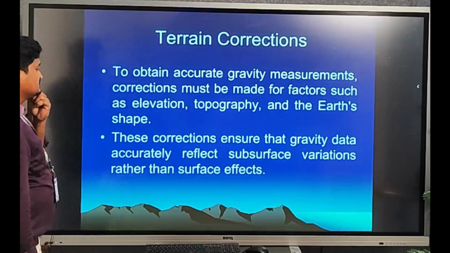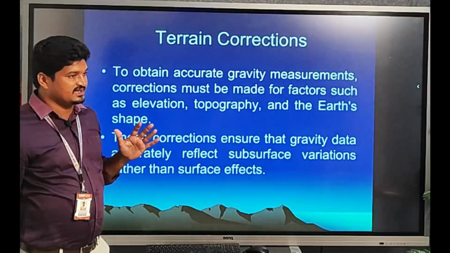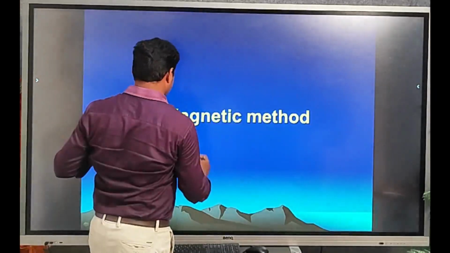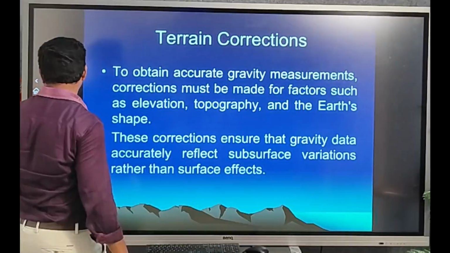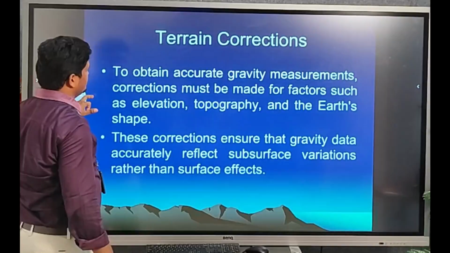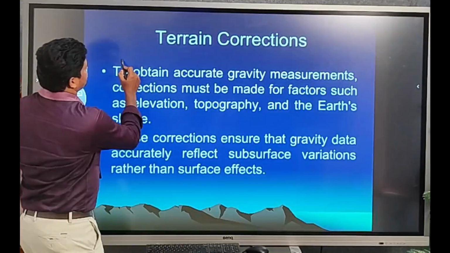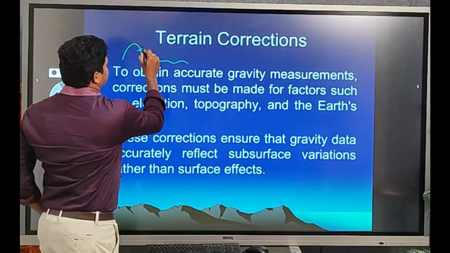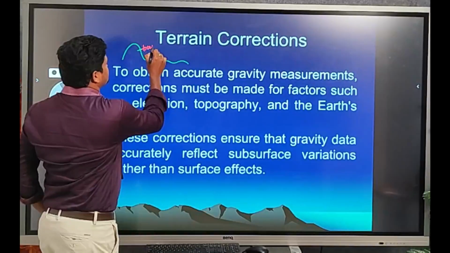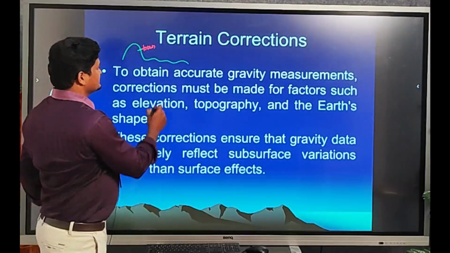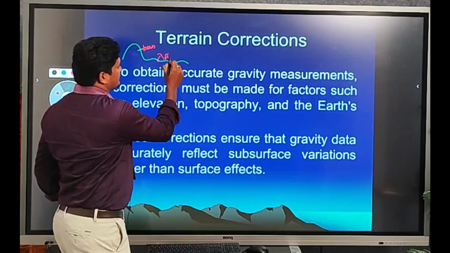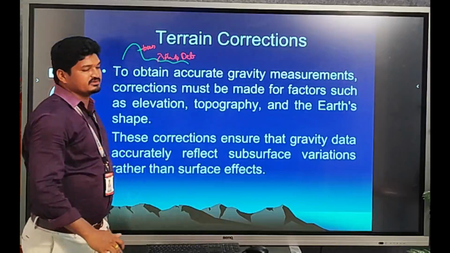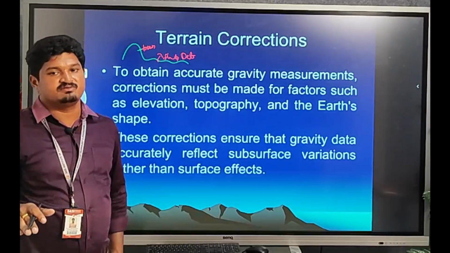And terrain corrections are related to the measurement of gravitational variations. In that, we are able to find out topographical variations. Topography means elevation changes. For example, in some areas the earth has different types of morphological features, and some areas have terrain features. Terrain means the landscape morphology is different. In some areas we get flat areas, which we call different deltaic areas. In those areas we are able to find different variations of density contrast.